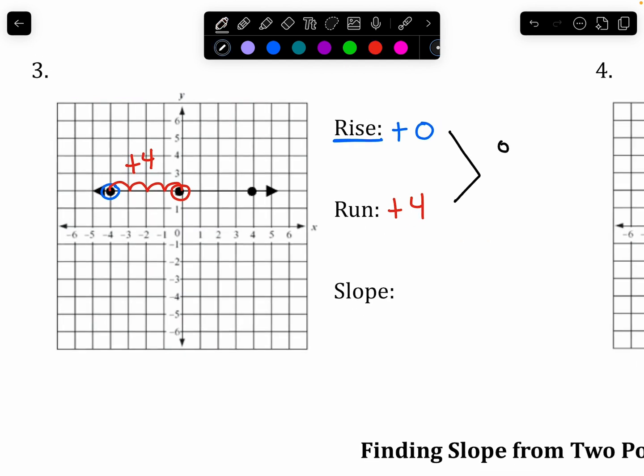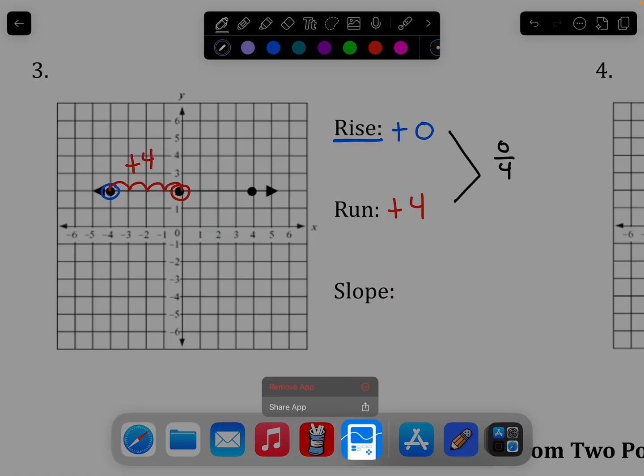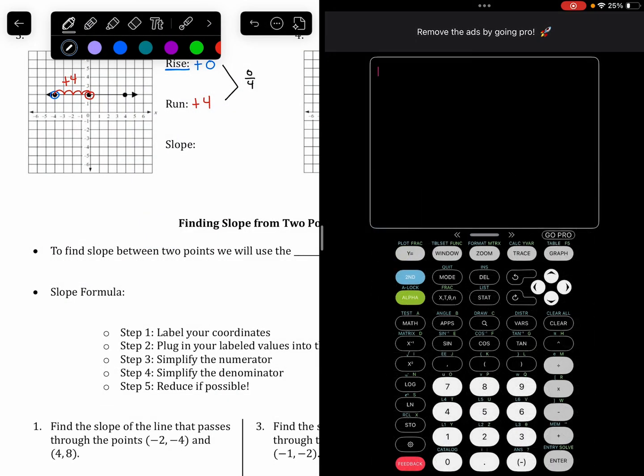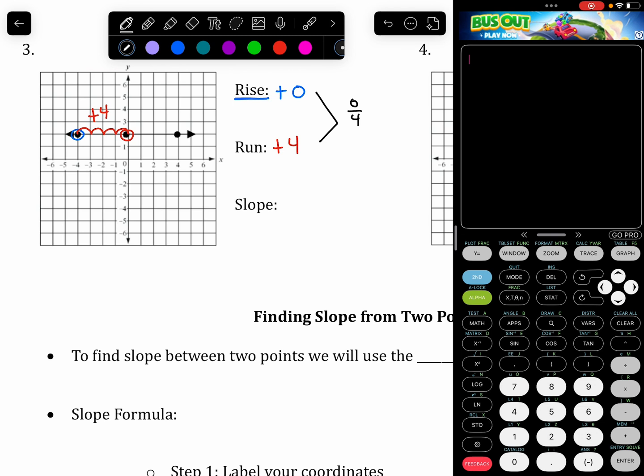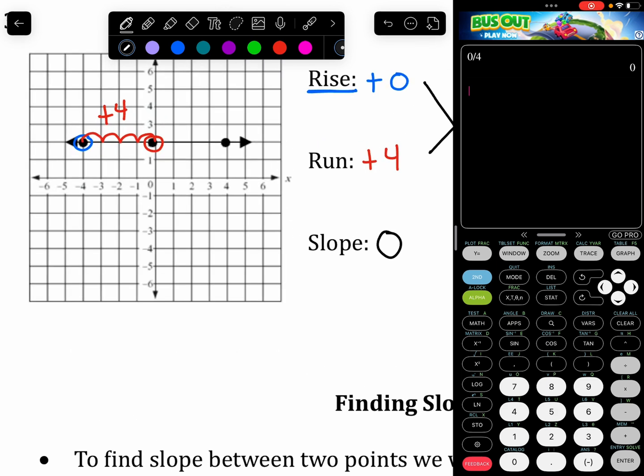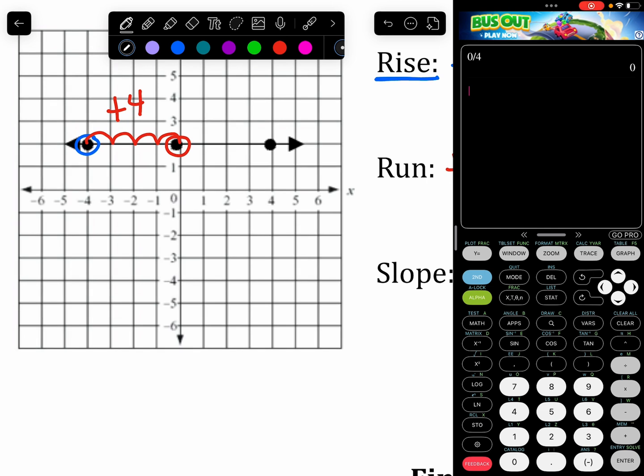So the slope of my horizontal line is actually going to be, I'm going to write this over here for a second, 0 over 4. And then if I plug 0 over 4 into my calculator, 0 divided by 4 actually just gets me 0. So the slope of this line is 0. And that's true for all horizontal lines. Anytime that you have a horizontal line, it's going to be 0 because you don't have a rise.